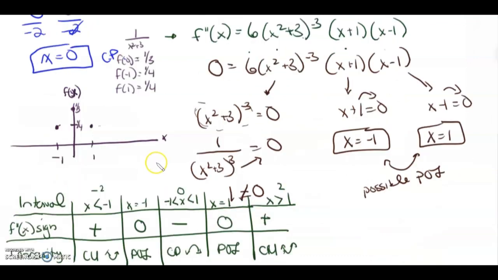Okay, and then on the interval where x is less than negative 1, it's concave up, so it's going to be like this. Negative 1 to 1, it's concave down, so it's going to look like this. And then greater than 1 is going to be concave up again, so it's going to look like this.